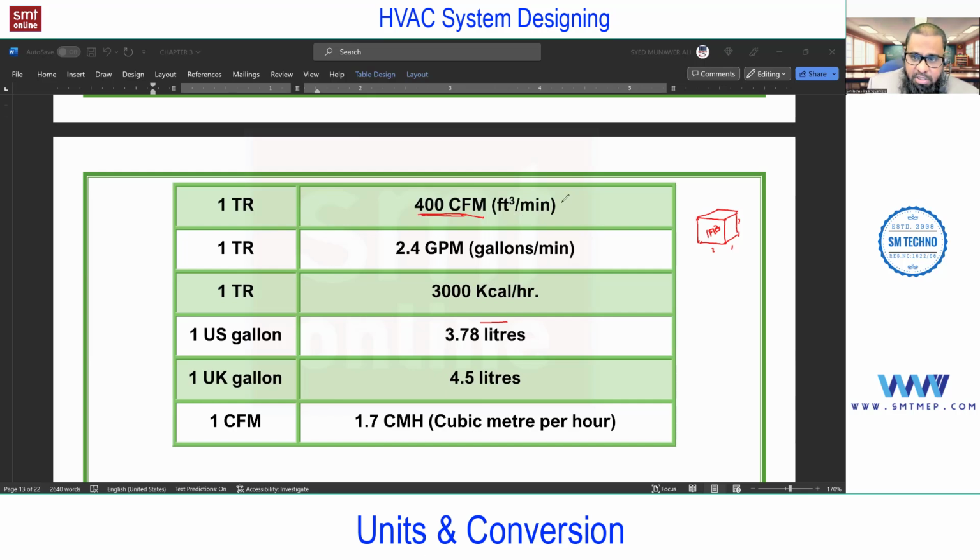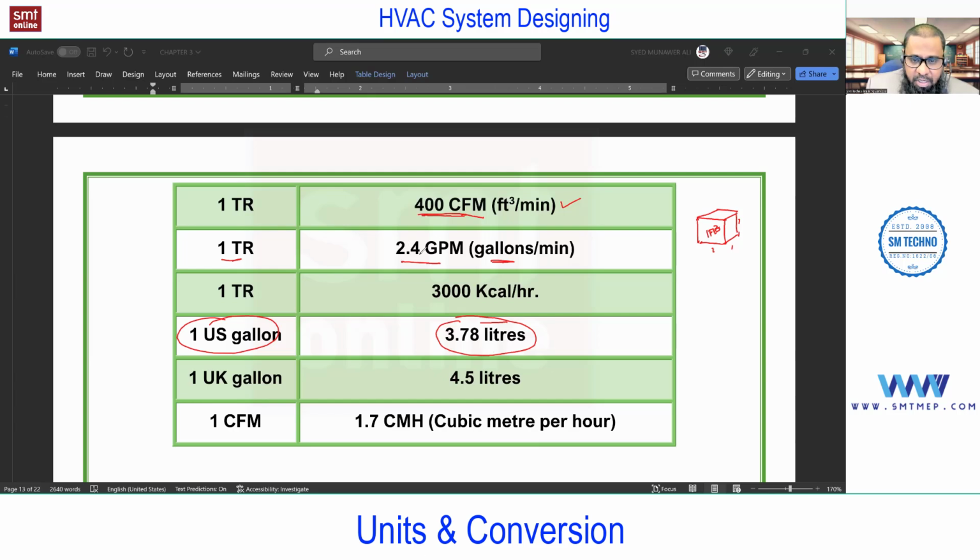Next, this is for the air side. When we deal with ducting on the air side, we use this as a standard. Similarly, when we deal with the chilled water side or chilled water piping, we consider 1 TR equal to 2.4 GPM, gallons per minute. This gallon is a US gallon, not UK. We consider the US standard. Remember this 2.4 GPM with respect to the US gallon, and 1 US gallon equals 3.78 liters. Again, this is a fixed conversion in terms of US.